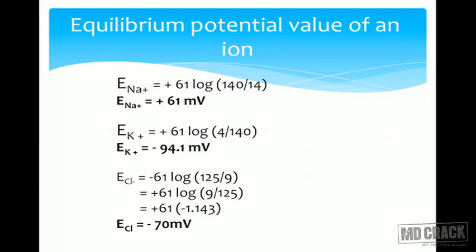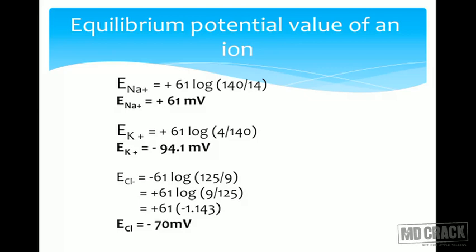As you can see in this slide, what is the equilibrium potential value for the sodium ion? It is plus 61 log of 140 upon 14. The concentration outside is 140 and the concentration inside is 14 milliequivalent. The equilibrium potential value for the sodium ion is plus 61 millivolt. Now this concept should be clear.